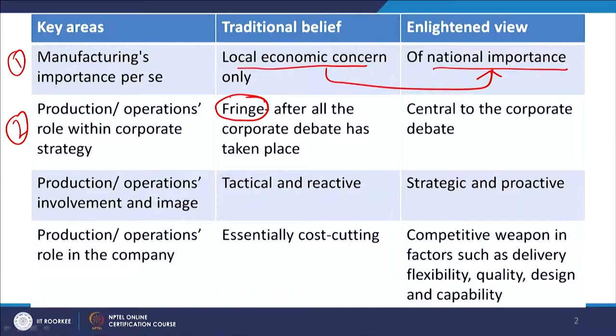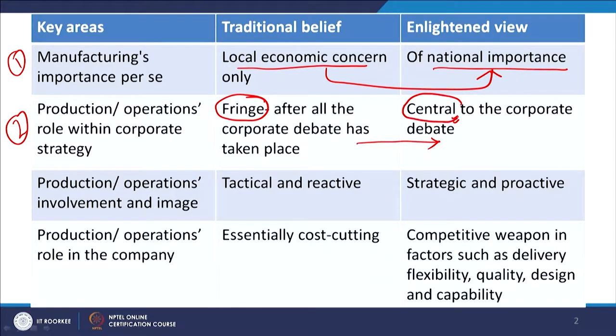But nowadays, we are moving in the direction where the role of production and operations in corporate level strategy is almost central. And if we are able to achieve this central role for operations or production in the corporate level debates, that is actually the manufacturing strategy, that is, how you can increase the role of operations activities in the corporate level debate. So, from a fringe activity to a central activity, that is another major shift which will happen if we are able to do all the exercises we discussed in our last many sessions.